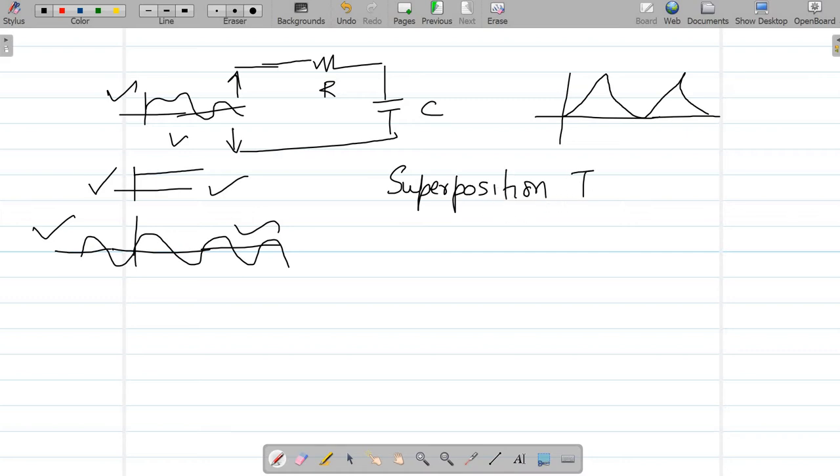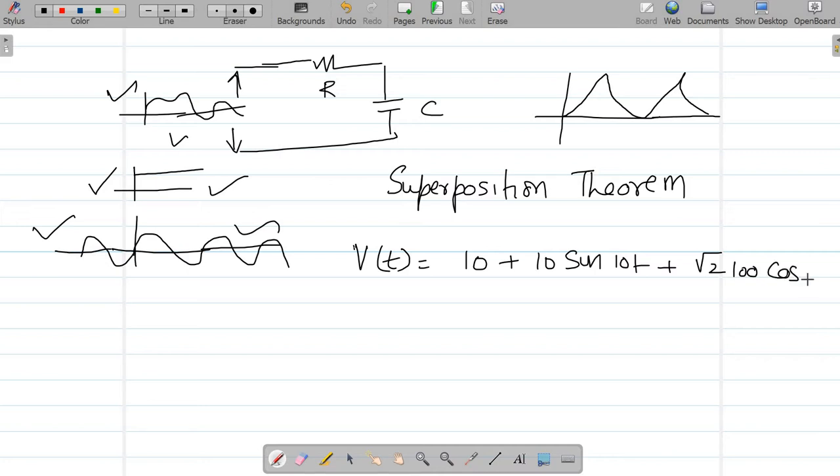Superposition theorem states that suppose we apply two or three voltages of different shapes, maybe a DC voltage or an AC voltage, and in the AC voltage itself we have different wave shapes. So let us say we have v of t equal to some DC quantity plus 10 sine 10t plus root 2 times 100 cos 20t. Now when a signal of this type is applied to a circuit like this, how do we go about doing the analysis?